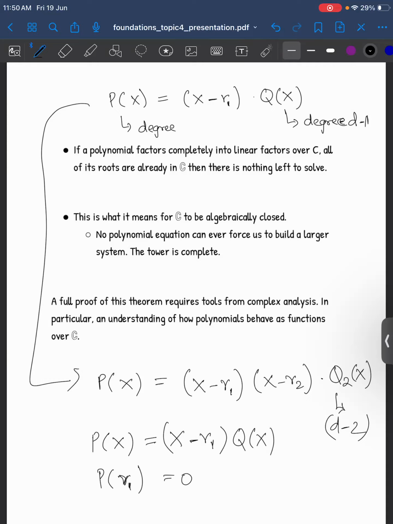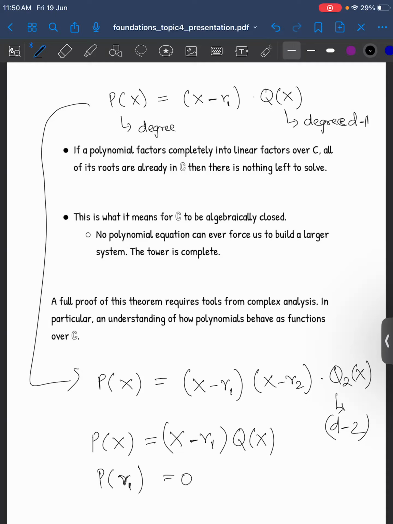And it can be shown that p of x cannot have more than, say, d roots. Since all these can be written as a product of linear factors, all of them belong to C. So this is what it means for the set of complex numbers to be algebraically closed. No polynomial equation would ever force us to build a larger system, so this tower is complete.